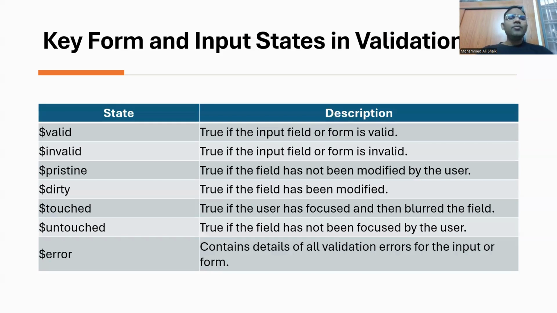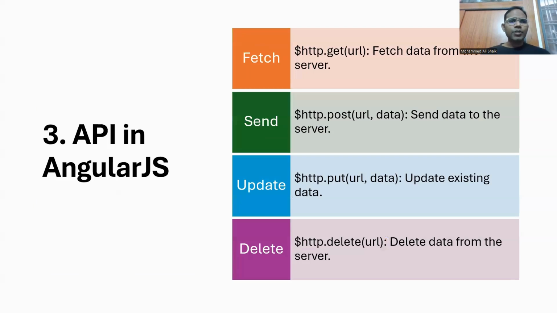So let us go with the key form and input states in validation. Just now we covered all of these: $valid, $invalid, $pristine, $dirty, $touched, $untouched, and $error. Let us go to the next one.